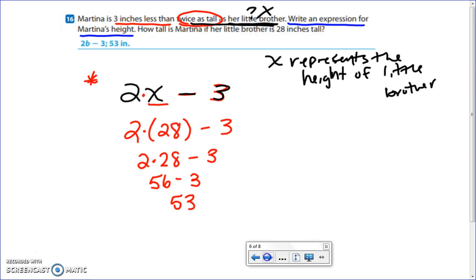Let's see if we were correct. In this case they didn't use the letter x, they used the letter b, for brother, I'm assuming. So 2x minus 3, or 2b minus 3, and she must be 53 inches tall. So there are 2 parts to that, even though there was only 1 question mark, so make sure you're reading carefully.